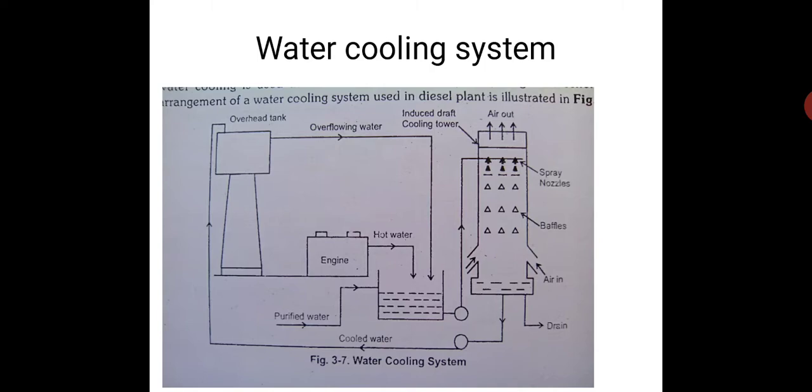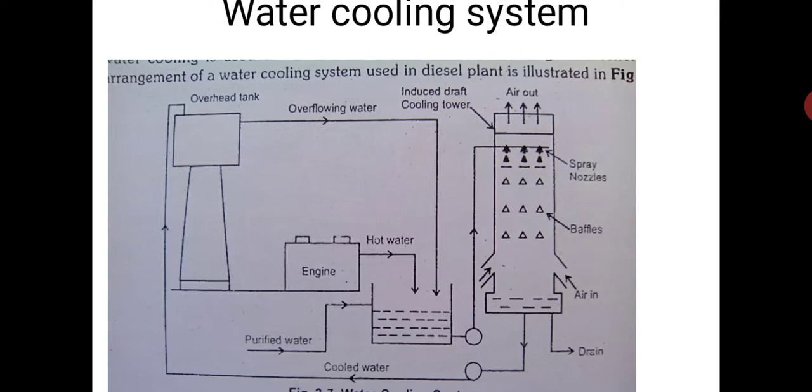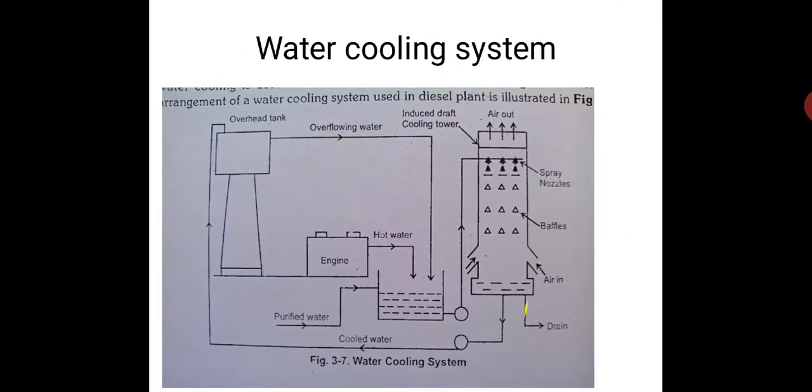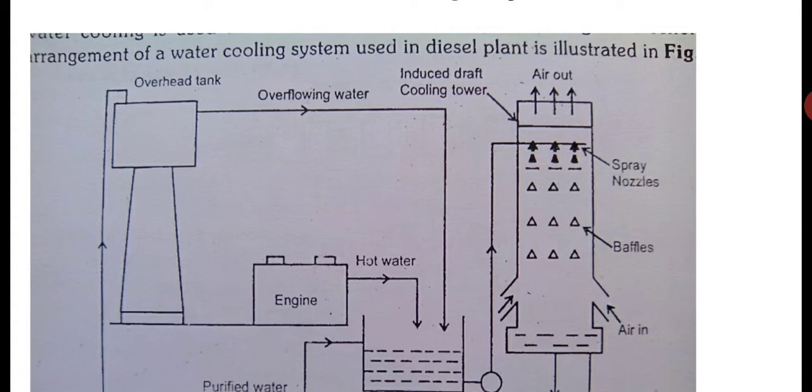Cooling is a very important requirement for a diesel engine to avoid the rise in temperatures and seizing of the engine. So we will see the simple water cooling arrangement diagram here. You can see to the extreme left there is a huge overhead tank, and from that tank, I think one line is missing here, the water is coming to the engine. You can take this as the bottom line. The water is coming to the engine from the bottom.